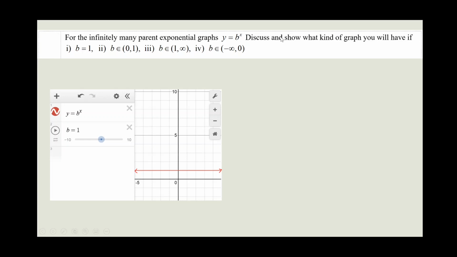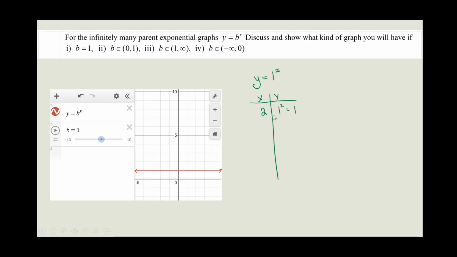So we're going to discuss and show what kind of graph you will have if the base is 1, if the base is between 0 and 1, higher than 1, or negative. So let's start with the first one. If the base is equal to 1, using Desmos here, if b is exactly 1, we have this line over here. And if you wanted to create a table of values, if you didn't have Desmos, you could do this by hand.